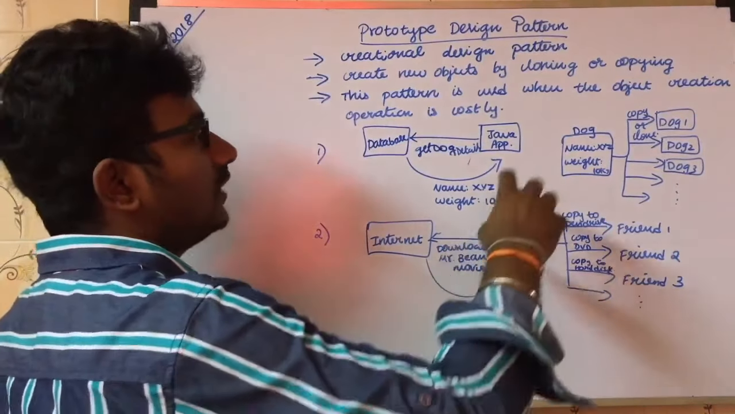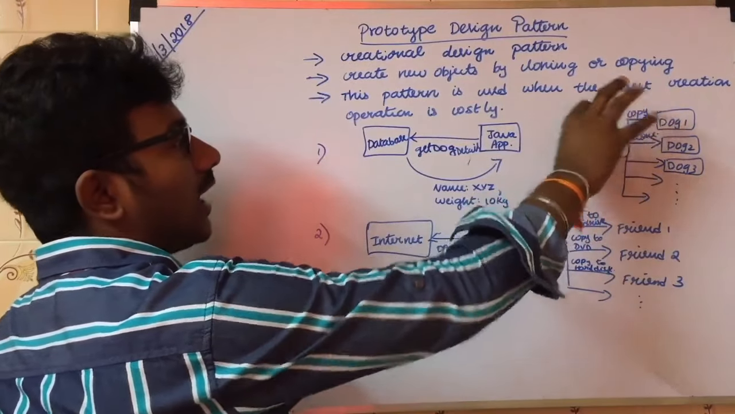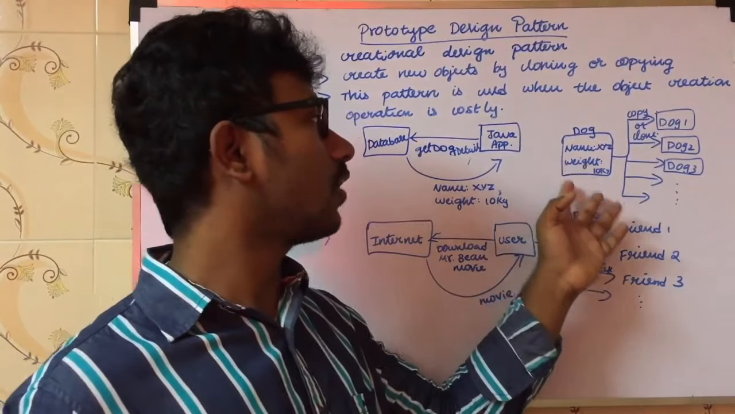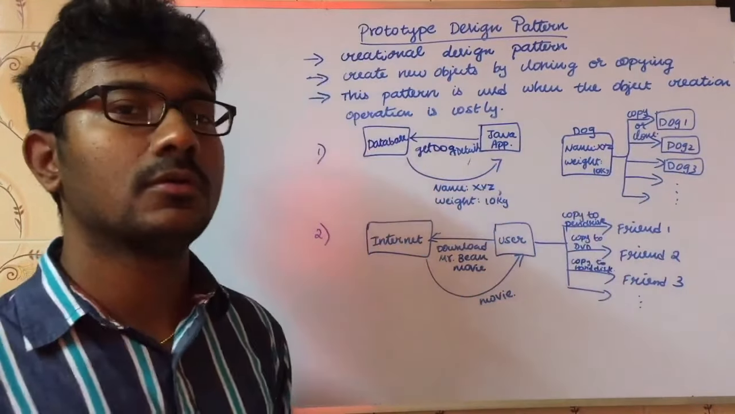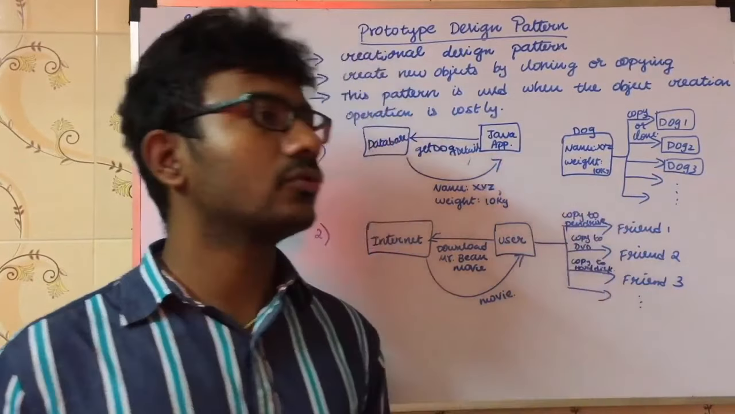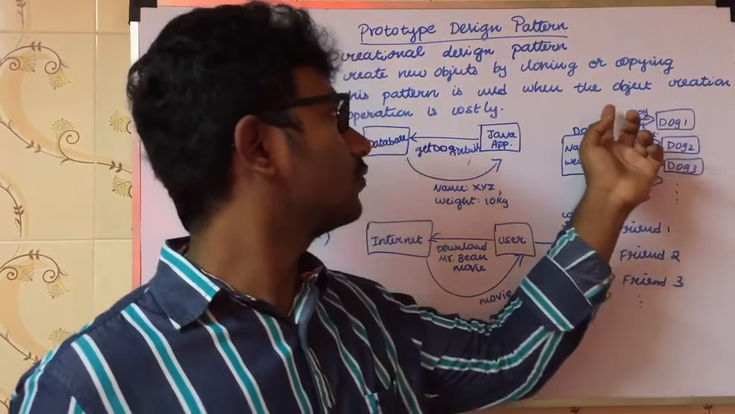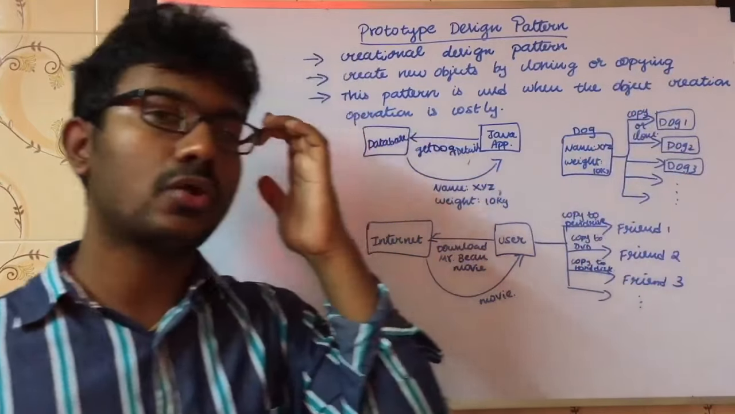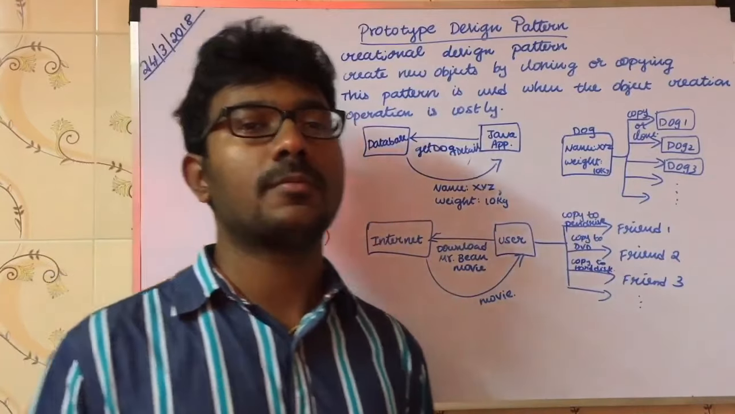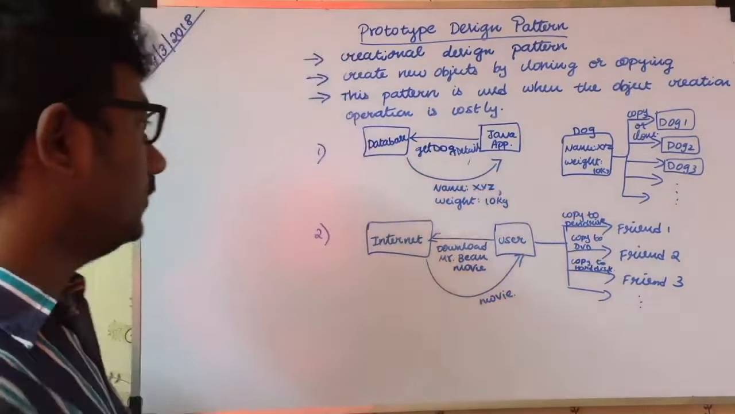We can do it in another way by using this actual object as a reference. We can copy this object n number of times. Technically it's called cloning, but in layman's terms, it's just copying. So using this dog object, we can create dog 1, dog 2, dog 3, n number of dogs, consuming less memory and fewer resources.